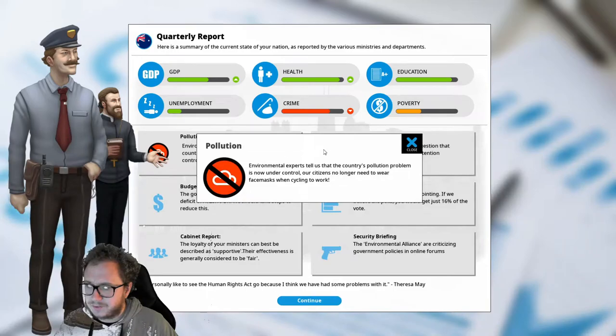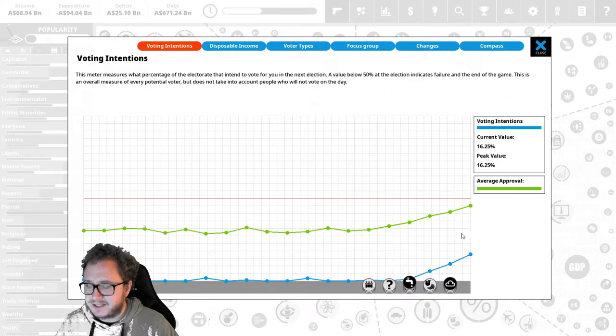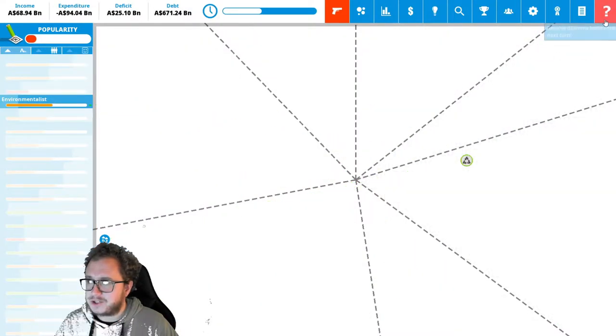So pollution is under control. The Environmental Alliance are now only criticizing our policies on online forums. Our approval rate has jumped to 60, so it's been a continuous incline, which is a good thing.